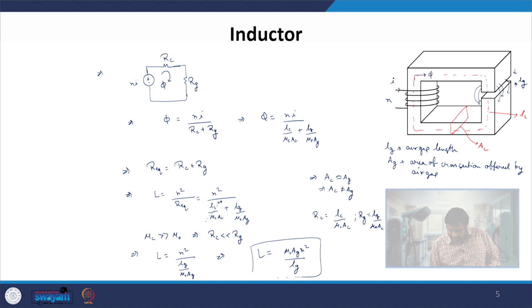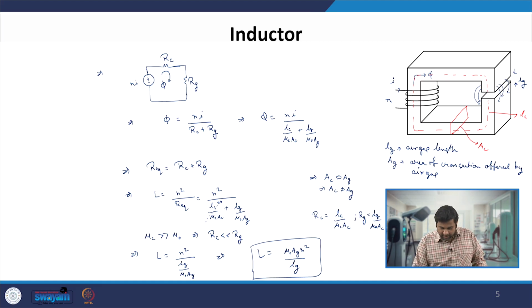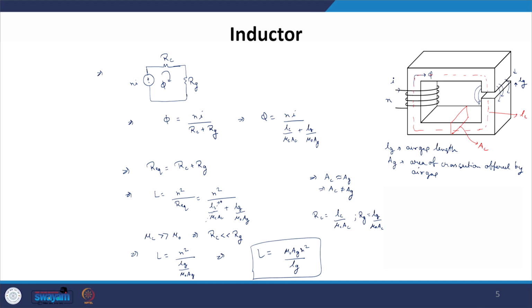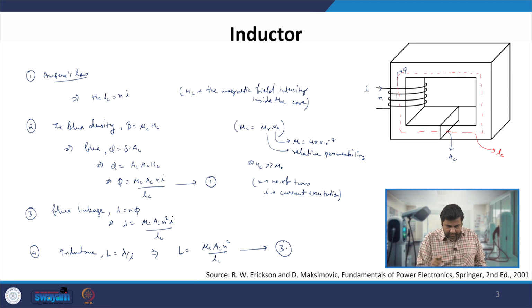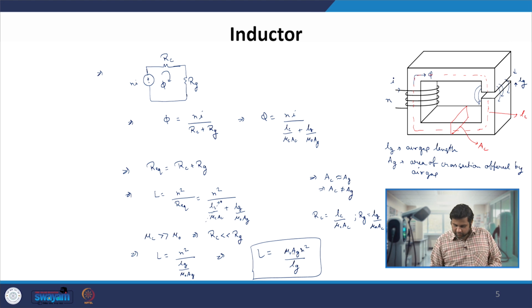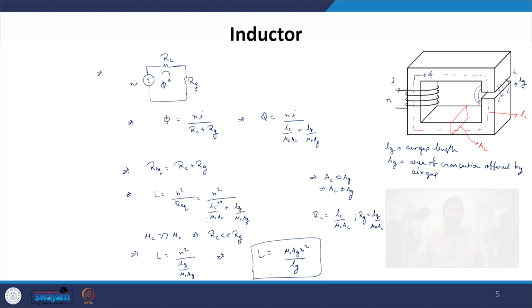So the entire inductance is only due to the air gap length, the area of this air gap, the number of turns of this winding, and the mu naught, which is mu of the air gap. If you look very carefully at the previous part, whenever there was no air gap, it was mu c Ac N square by Lc. Here it is mu naught Ag N square by Lg.